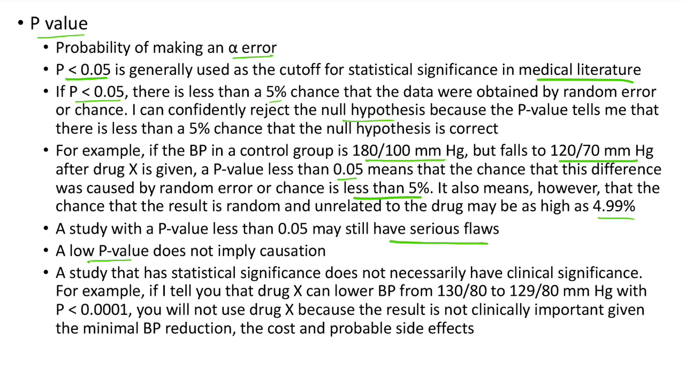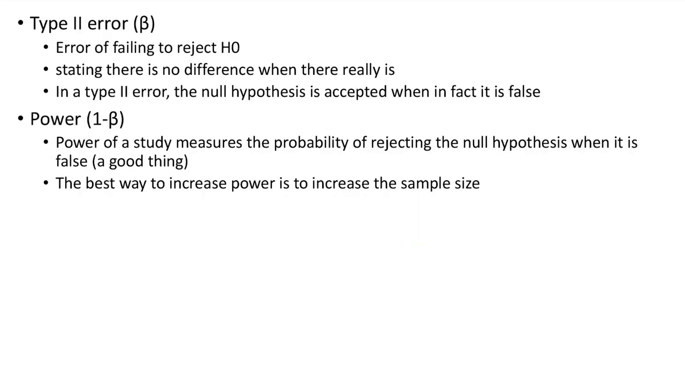A low p-value does not imply causation. A study that has statistical significance does not necessarily have clinical significance. For example, if I tell you that drug X can lower BP from 130 by 80 to 129 by 80 mm of mercury with P less than 0.001, you will not use drug X because the result is not clinically important given the minimal BP reduction, cost and probable side effects.